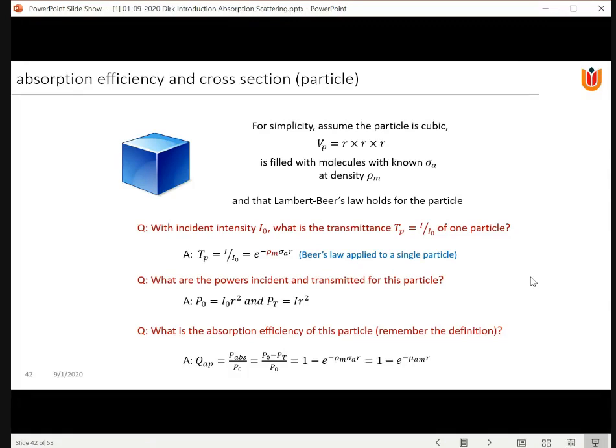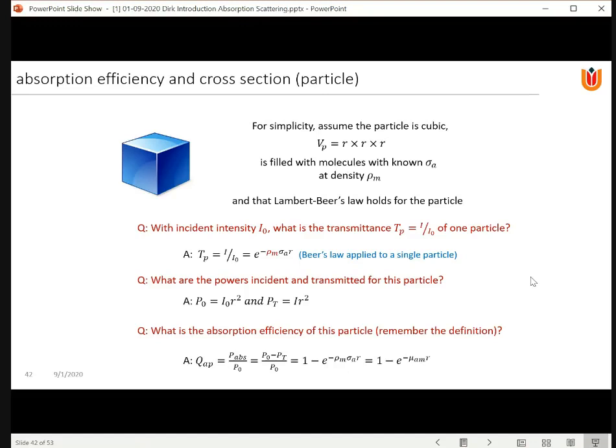Of course, then going to the right in the equation, the factor 1 is the ratio of the P0s, and we can use Beer's law now to write the ratio of the transmitted and the incident power, where the r squared drops out again. So we have now an expression, and most importantly, we again use Lambert-Beer's law, but then applied to the particle. So again, in this exponential, we have the properties of the molecules that are inside this particle.